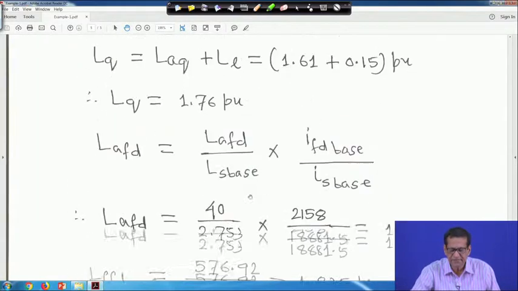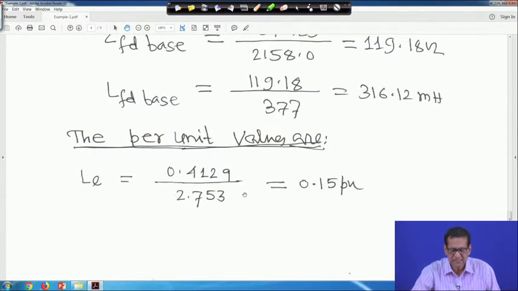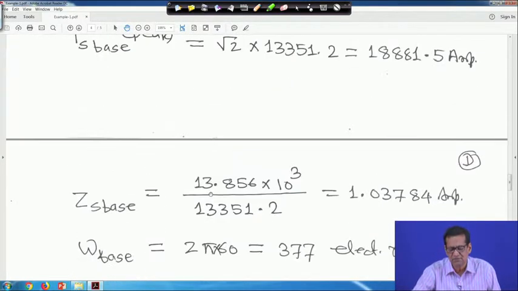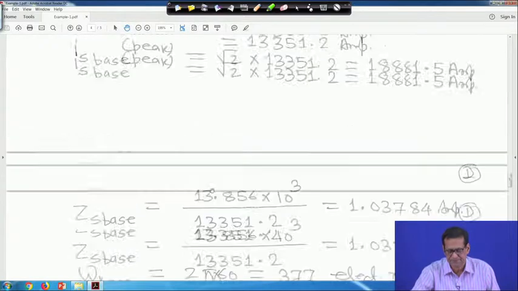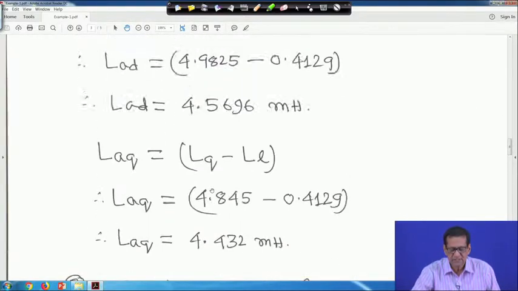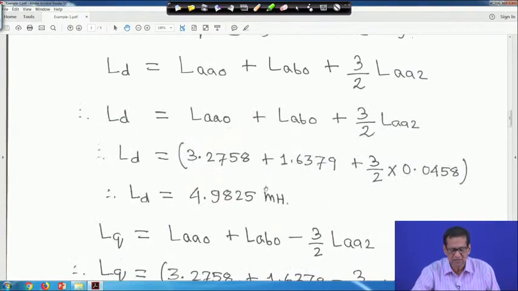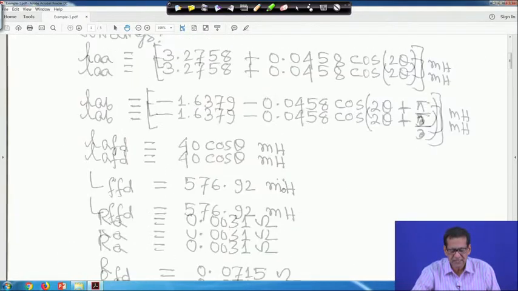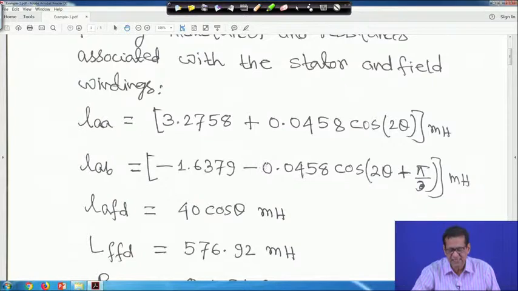This problem has been taken just to see how to transform the quantities to per unit values. So what you can do is read the problem very carefully, and all this data is there. Just follow step by step, determine all these things, find out the base values, and then convert all these quantities to per unit values. Just hold on.